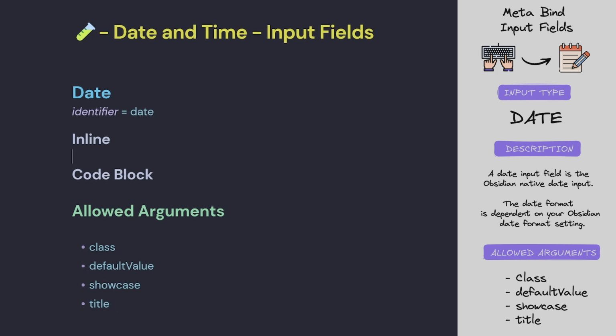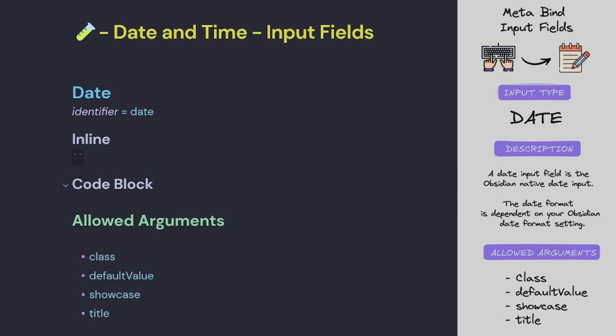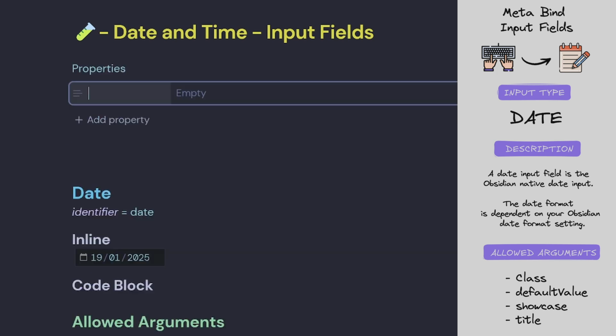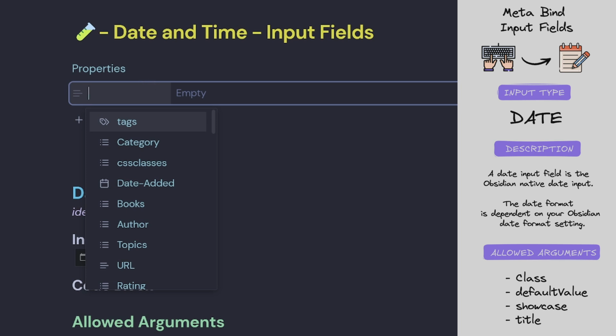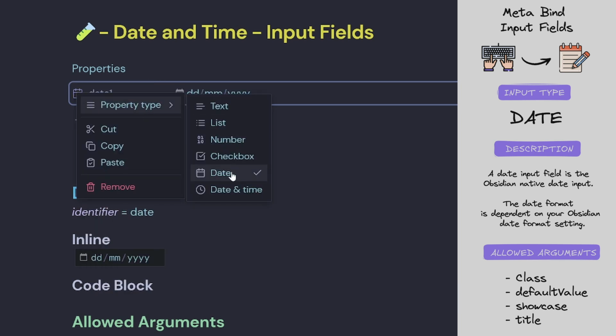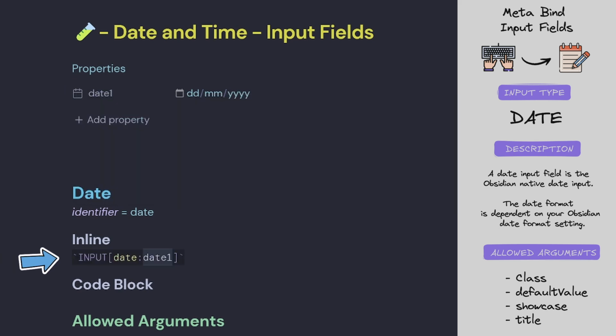We'll start by building our inline input field. So we start with a backtick, type in the word input. Then we put our left square bracket, followed by the identifier, which is date. So now we have our inline date input field. We need to bind it to a YAML property. So we'll go ahead and we'll put date1. Now we can create our YAML property. So we'll come up and put our 3 dashes followed by the word date1. We'll choose the property type as date if it's not set already. So now we have our date input field bound to our YAML property date1.